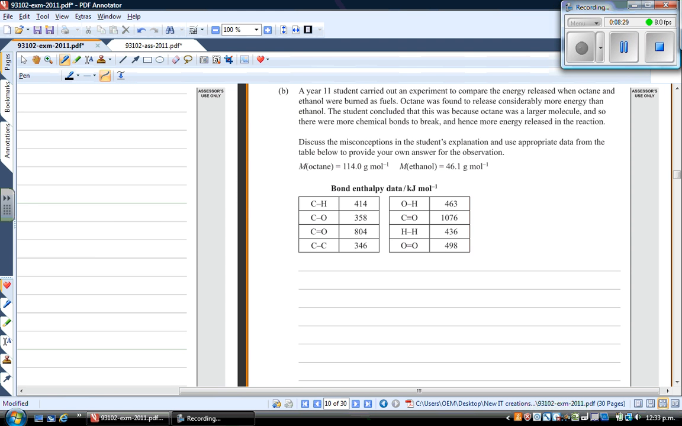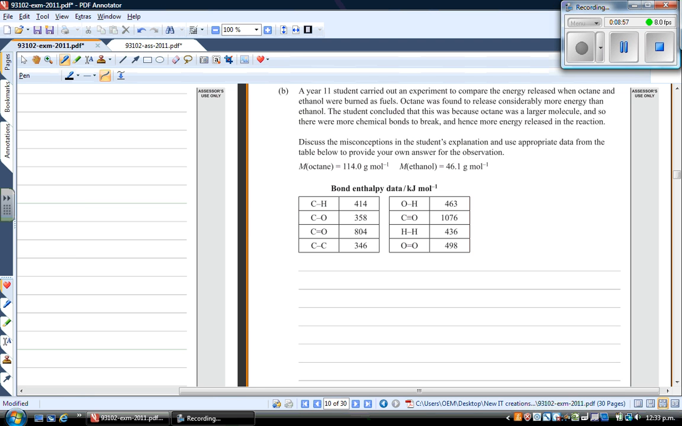Okay, question 2, part B. A year 11 student carried out an experiment to compare the energy released when octane and ethanol were burned as fuels. Octane was found to release considerably more energy than ethanol. The student concluded that this was because octane was a larger molecule, and so there were more chemical bonds to break, and hence more energy released in the reaction. Discuss the misconceptions in the student's explanation and use appropriate data from the table below to provide your own answer for the observation. You're also given the molecular mass of octane and of ethanol.